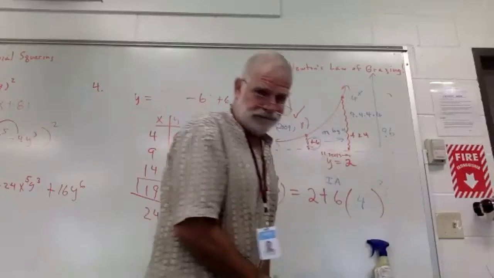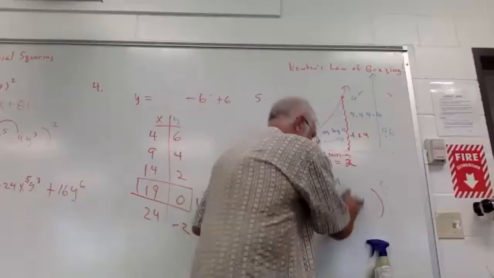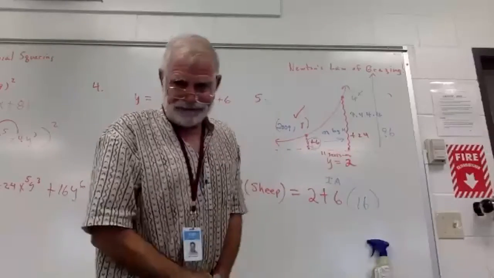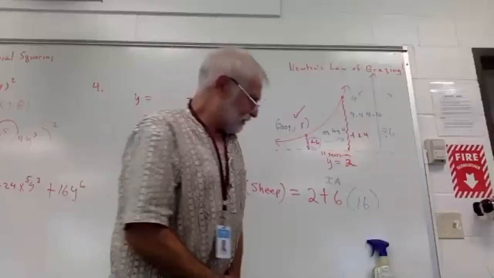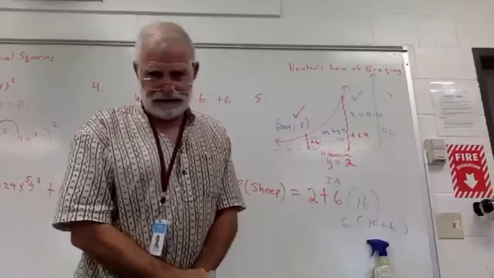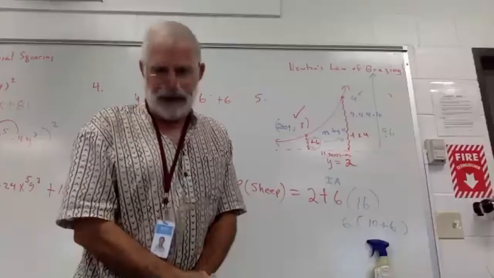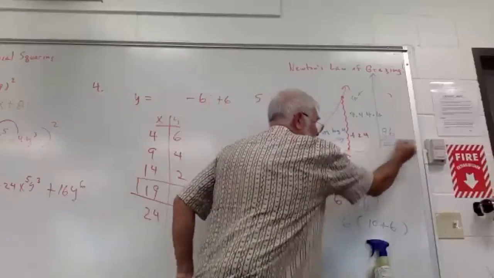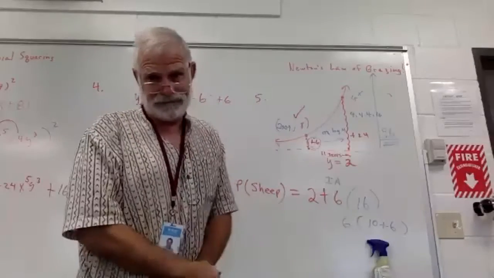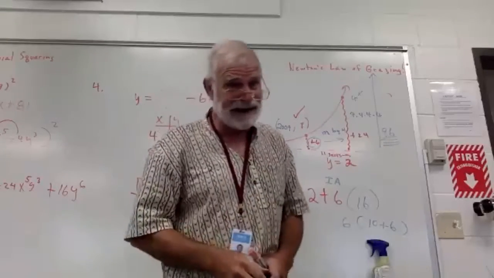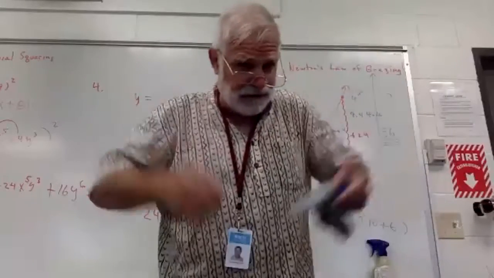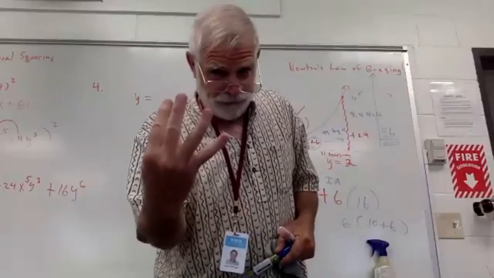What's 4 squared? 16. What's 6 times 16? What's 6 times 10 plus 6? 96. And what's 96 on top of 2? 98. Okay, so that's how that works. This is day 2. I said, how many days does it take to start to see the pattern? About 4. Keep that in mind.